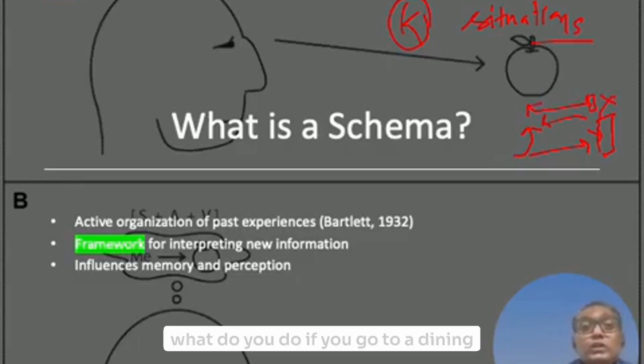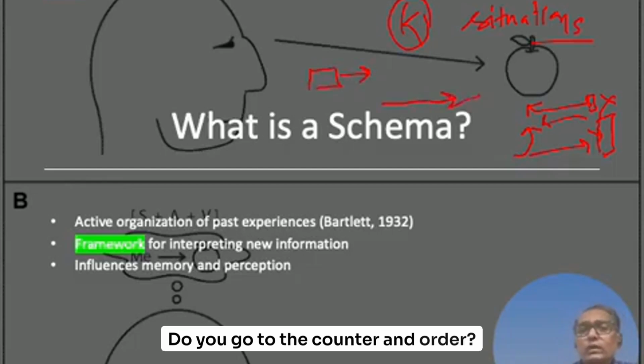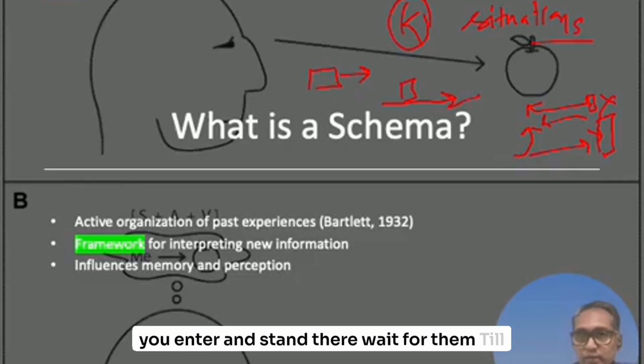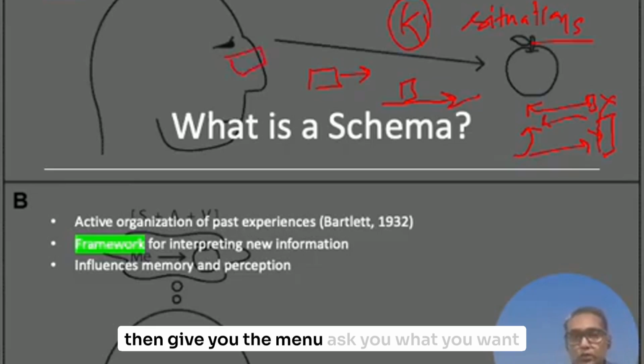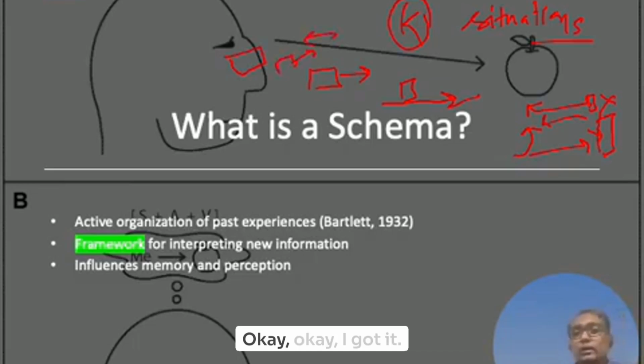What do you do if you go to a dining restaurant like Applebee's, for instance? Do you go to the counter and order? No. Oh, okay. What do you do then? You enter and stand there, wait for them till they come and ask you and take you to a table, then give you the menu, ask you what you want for beverages, then come back to take the order. You make the order, you get the... okay, I get it.